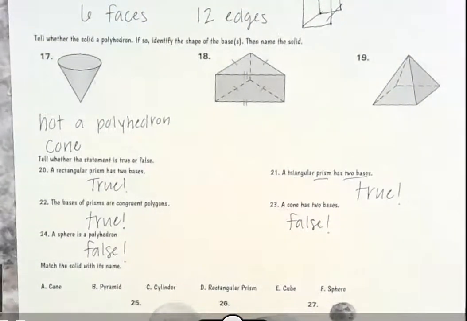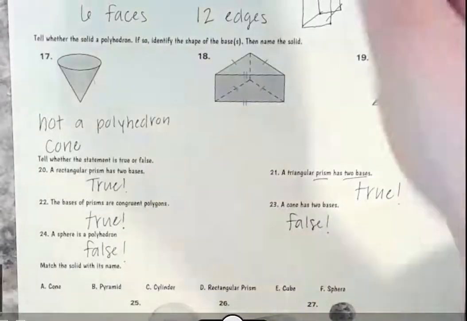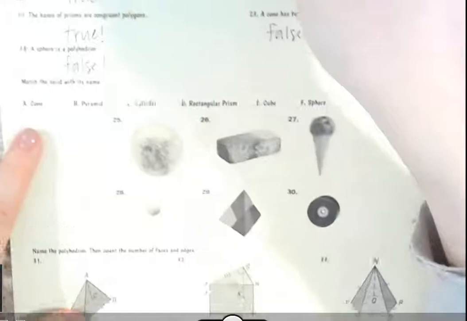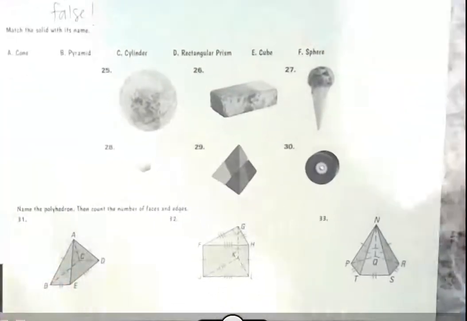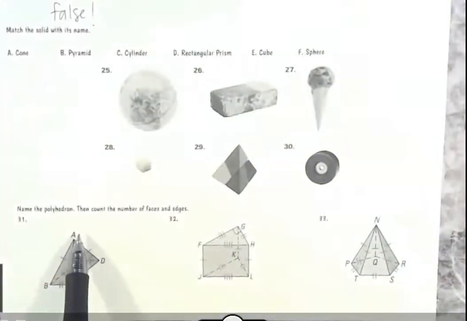Okay, I'm gonna let you guys match. You guys can match. I think you can handle that. So match these letters with whatever picture. And then we'll do one of these ones from the bottom, and then I'll set you free on your own. It says name the polyhedron, then count the number of faces and edges. Okay, we can do this.